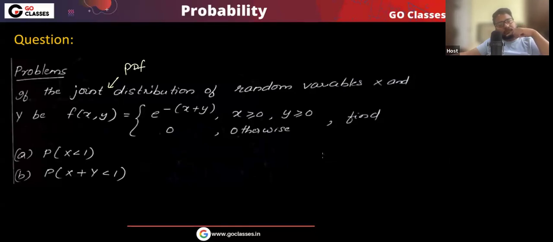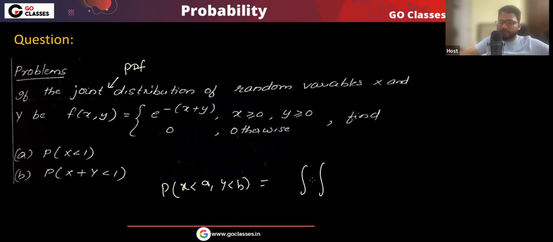So what do you think we need to do? What is the range of y? It will be from 0 to infinity. And what is the range of x? It will be from 0 to 1. Suppose it is x less than a and y less than b, what is this probability using the PDF? It is the integration of the PDF from 0 to a and 0 to b, something like this.